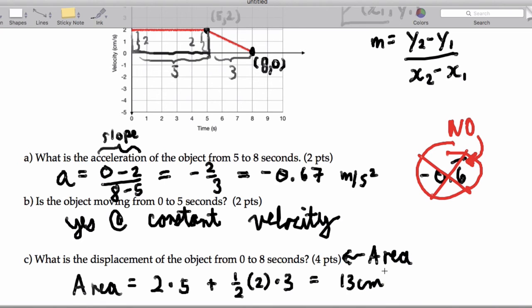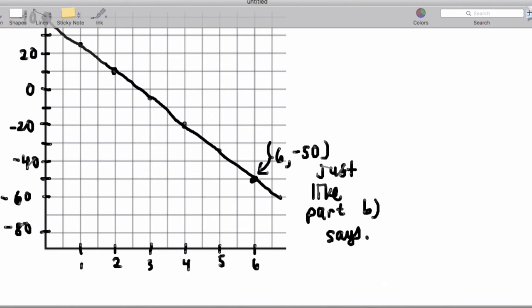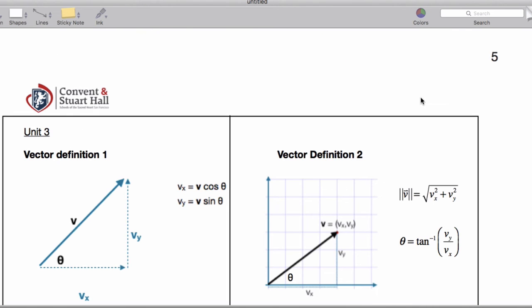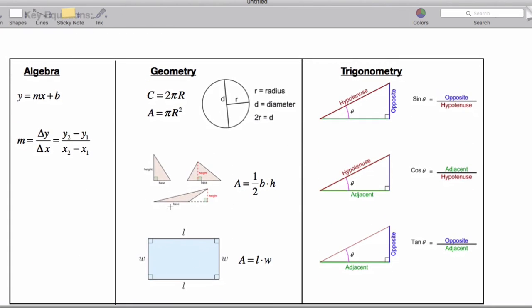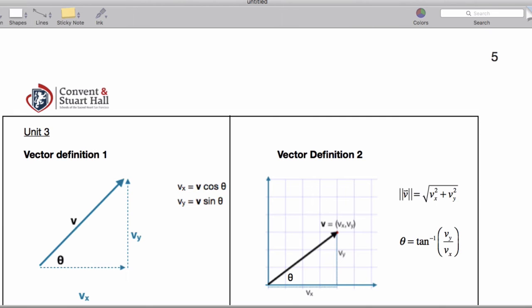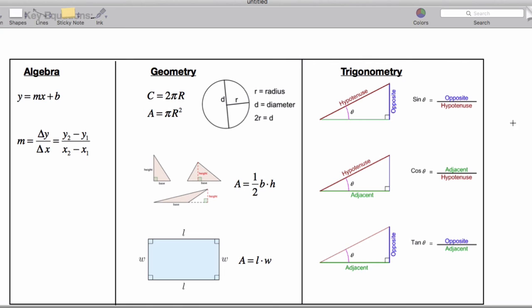One small thing that I want to note, on your test, I actually give you all the area formulas that you need. So I won't be providing any help on this on the test. If you forget what those formulas are, please make sure you're looking at your formula sheet right here.